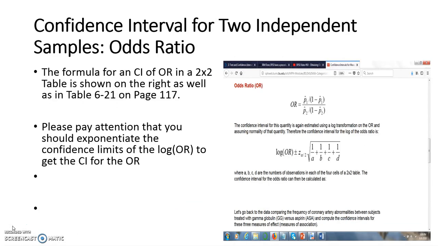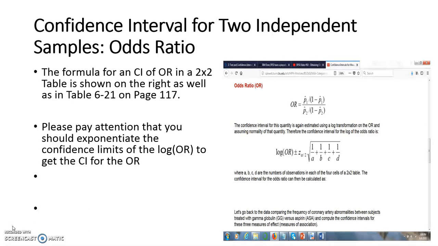So odds ratio is another metric for the association between exposure and disease, and it is a preferred measure because it has good properties, such as you can use the same formula to calculate the odds ratio estimate from a 2x2 table, regardless of whether the study design is a cohort study or a case control study. Okay, so OR is a pretty well-known metric for association.